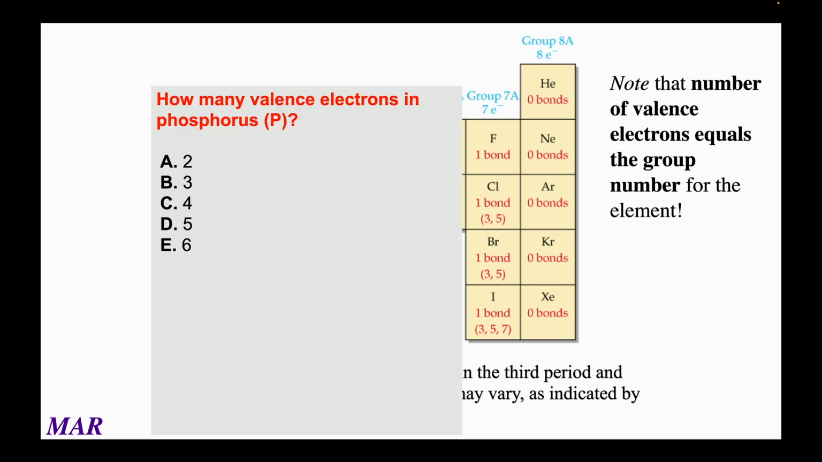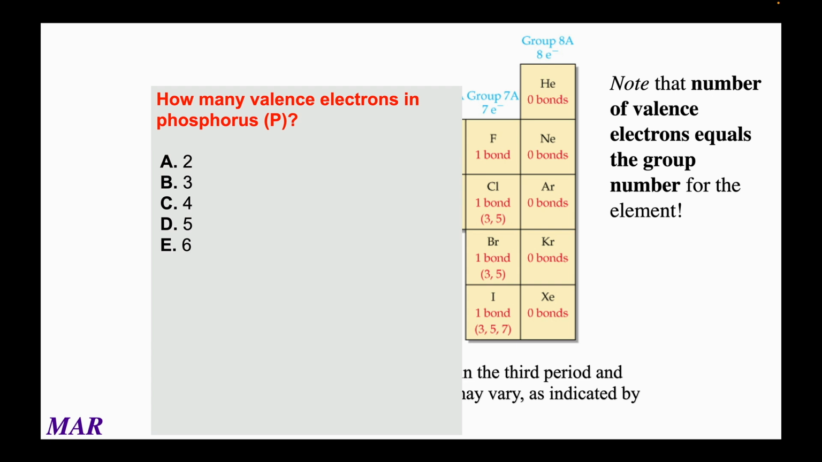So here's a question you might experience. It says, how many valence electrons in phosphorus, which is P on the periodic table? Now, phosphorus is number 15 on the periodic table. And by the way, I do recommend that you have a periodic table in front of you. You can get a good one at mhchem.org/pertab, P-E-R-T-A-B. If you can't find it on the web, I'll find one for you.